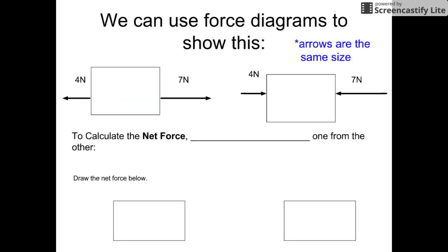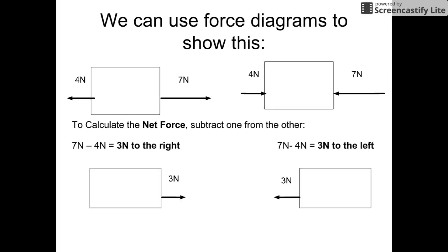So in a force diagram, if they're going opposite directions, again, we subtract. So we would have 7 newtons minus the 4 newtons, and we wind up with 3 newtons to the right in the left picture. And then in the right picture, we wind up with 3 newtons to the left. So in this example, we've got the answer for the force diagram. You need the amount of newtons you have as your resulting force, and then the direction of the object moving. So you need to draw an arrow when you're doing force diagrams.